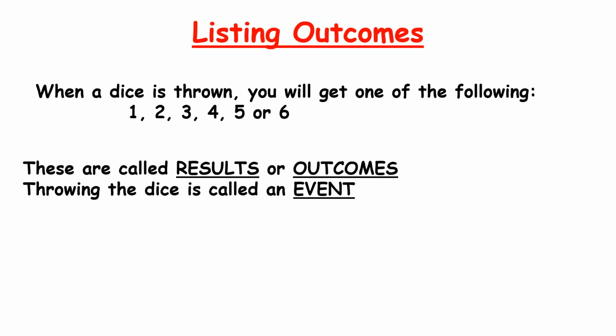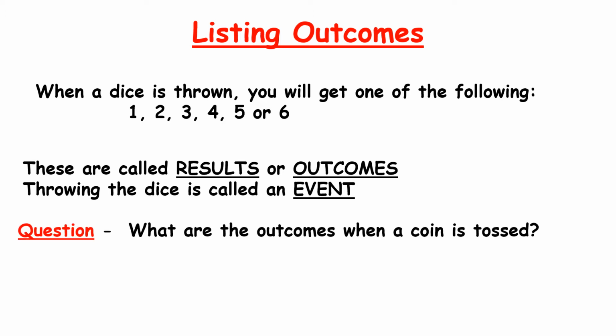So you might be asked, what's the probability of throwing a 2? What's the probability of throwing a 5? And so on. So if I asked you, what are the outcomes when a coin is tossed? When I toss a coin, what are our outcomes? They are heads and tails.